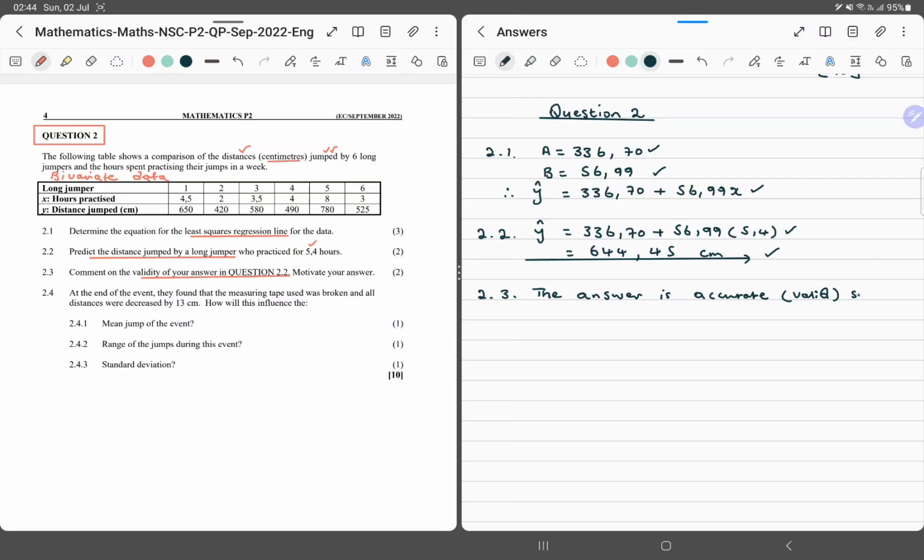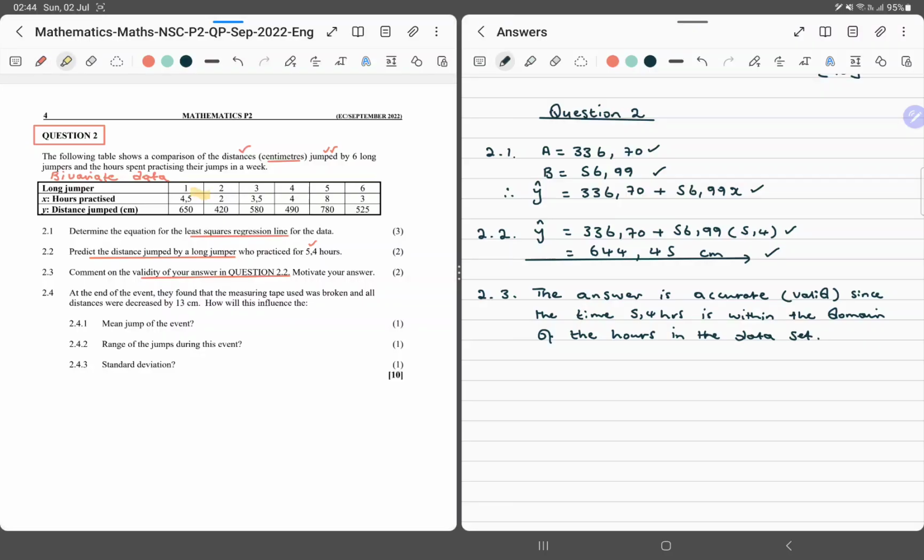All right, since the time 5,4 hours is within the domain of the hours in the data set. Okay, great.